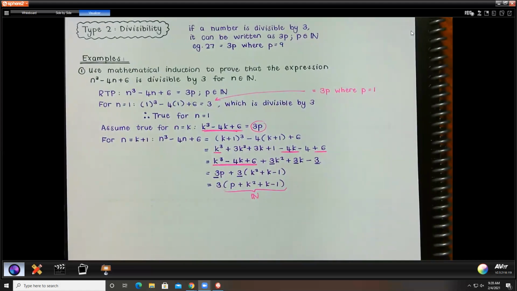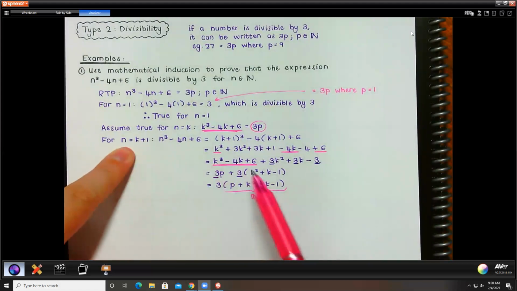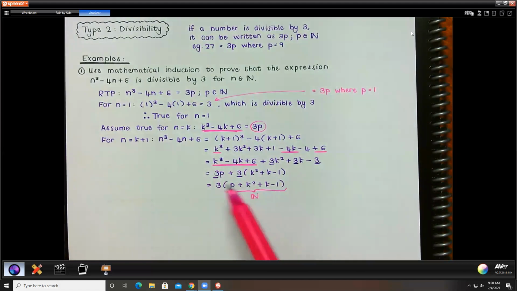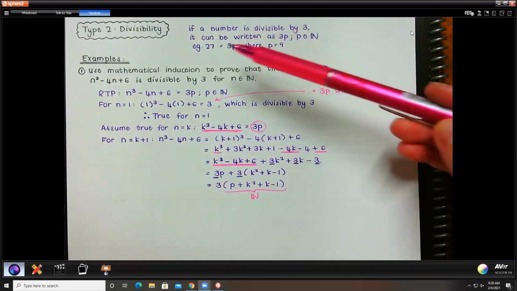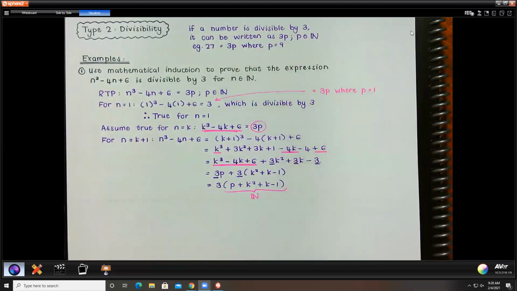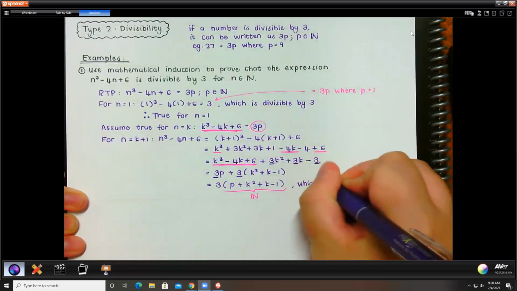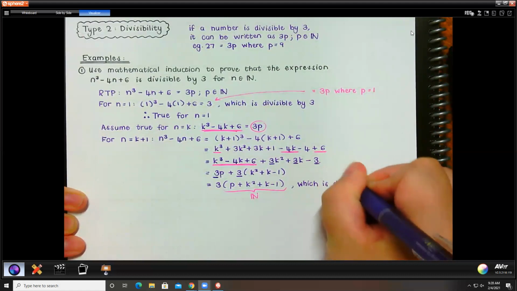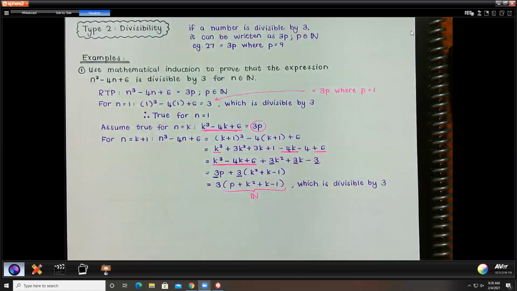So what did we prove here? We proved that when we substitute k plus 1 for n, we can show that the whole expression is equal to 3 multiplied by a natural number. And that is what we said in the beginning. If a number is divisible by 3, it can be written as 3 multiplied by a natural number. Okay, so we've actually proved it. So now we're just going to say which is divisible by 3. And there we go. We've actually proved it.